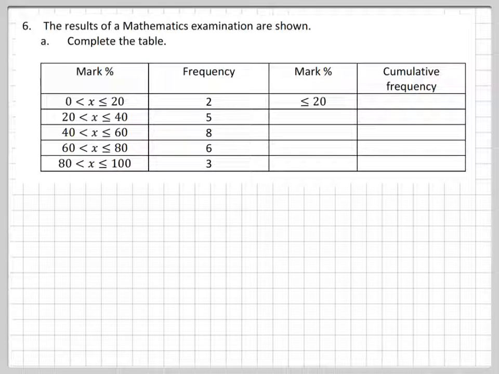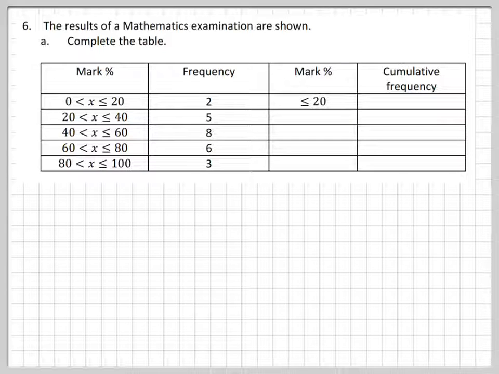Right, in this video I'm going to show you how to draw a cumulative frequency curve and then use it in order to get some information from the graph. So it says the results of a mathematical examination are shown. Complete the table. So we've got 2, 5, 8, 6, 3. So 2 people got between 0 and 20, 5 between 20 and 40, 8 between 40 and 60, 6 between 60 and 80, and 3 between 80 and 100.